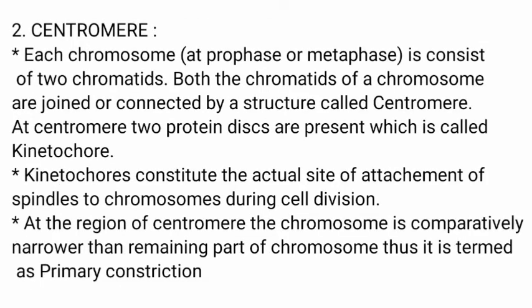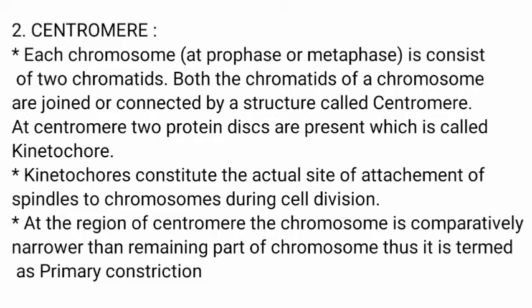Number 2, centromere. Each chromosome at prophase or metaphase consists of two chromatids. Both the chromatids of a chromosome are joined or connected by a structure called the centromere. At the center, two protein discs are present, which are called kinetochores. Kinetochores constitute the actual site of attachment of spindles to chromosomes during cell division. At the region of the centromere, the chromosome is comparatively narrower than the remaining part of the chromosome. Thus, it is termed a primary constriction.